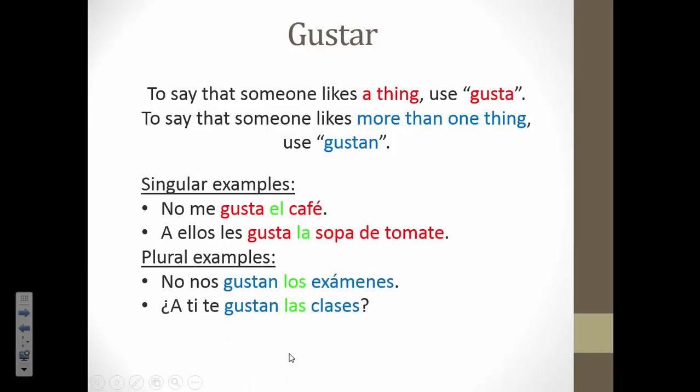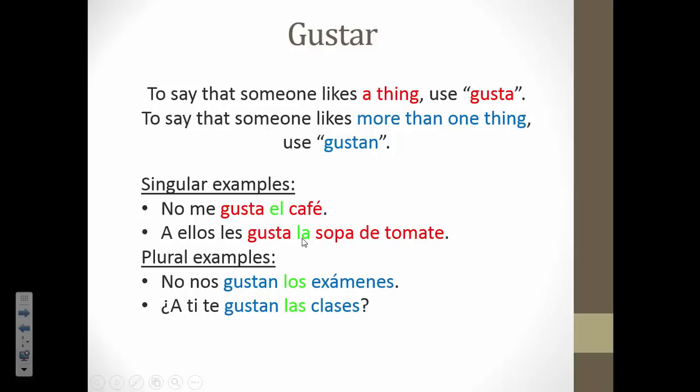So let's look at some examples here. No me gusta el café. I don't like coffee. Café is a thing. You're not saying I don't like to drink coffee. You're just saying I don't like coffee, which means that now you have to decide, is my noun singular or is it plural? Well, café is singular, so we use gusta.